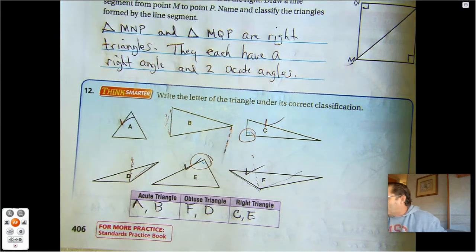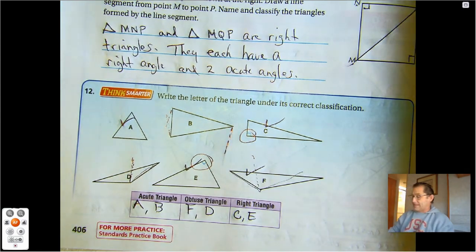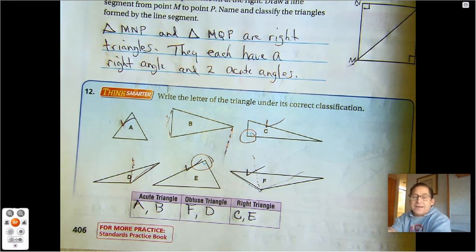So that's it for lesson 10.2. In our next lesson, we'll talk about how to classify triangles by their sides.